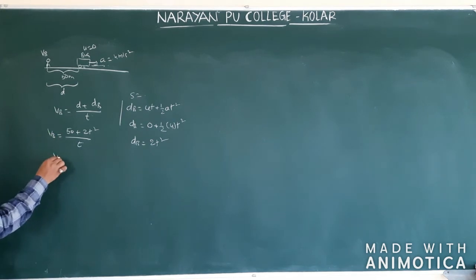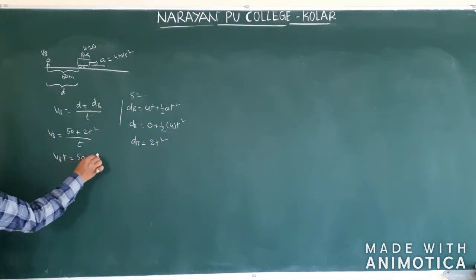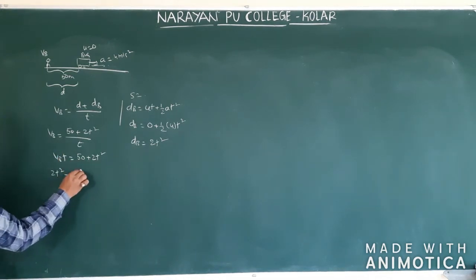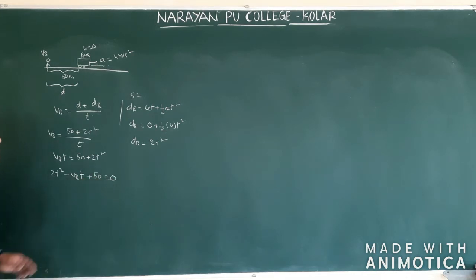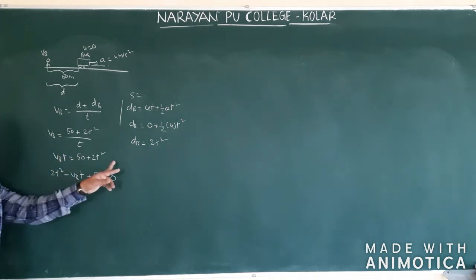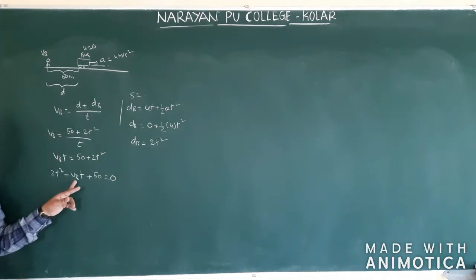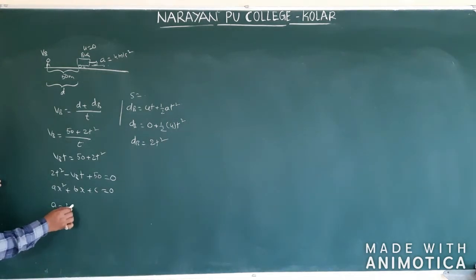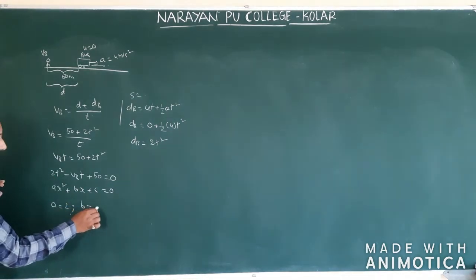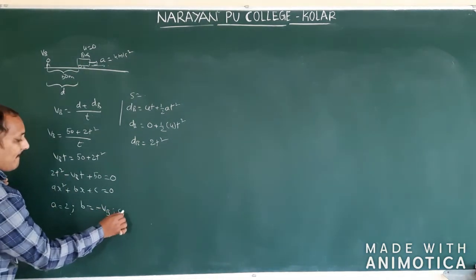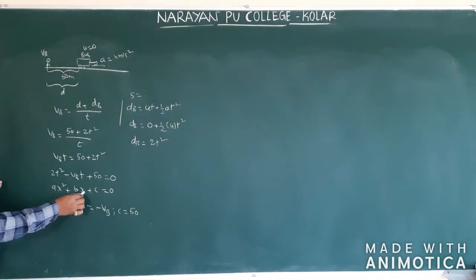So solve this equation. VBt is equal to 50 plus 2t square. This VBt I am sending to this side. 2t square minus VBt plus 50 equal to 0. Why I wrote it here: this is in the form of ax square plus bx plus c equal to 0. What is a here? 2. What is b here? Minus VB. This VB only we should calculate. This c here is 50. So we have to find within how much time.